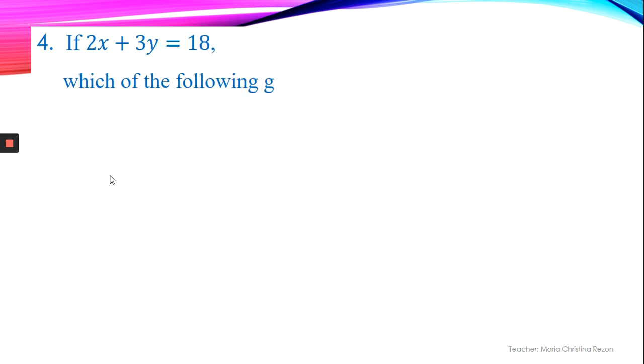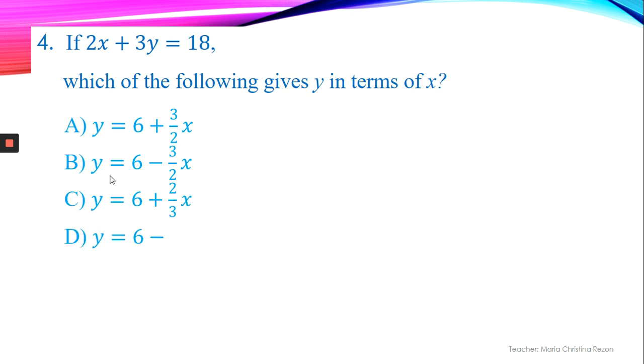If 2x plus 3y is 18, which of the following gives y in terms of x? When you say y in terms of x, we are to isolate the y variable to the left side of your equation itself, and then the rest of the terms will be to the right side of your equation. So you have here 4 different choices. So let's try how to make this equation y in terms of x.